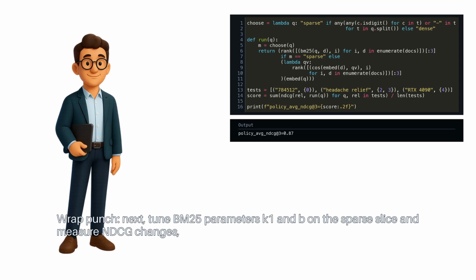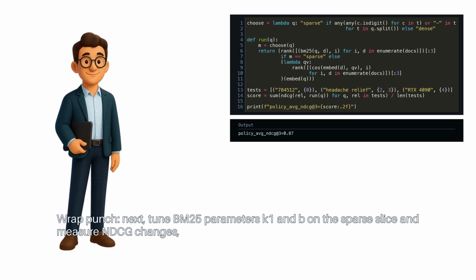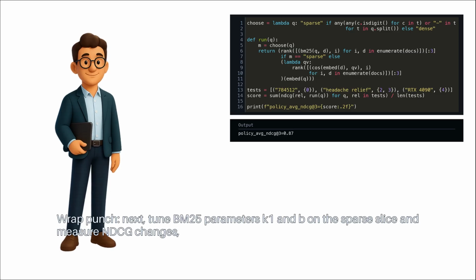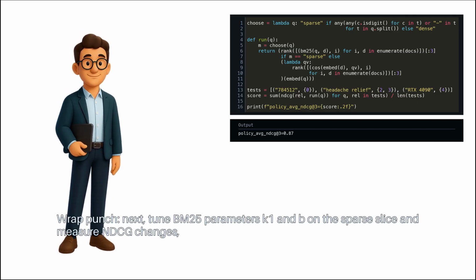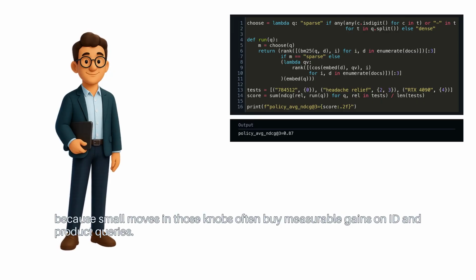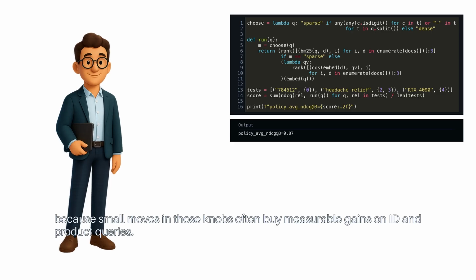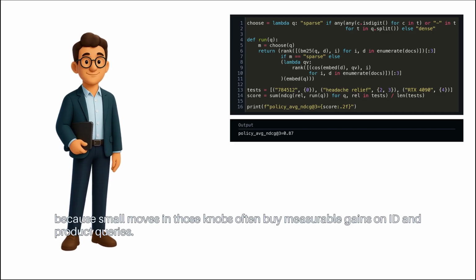Next, tune BM25 parameters K1 and B on the sparse slice and measure NDCG changes, because small moves in those knobs often buy measurable gains on ID and product queries.